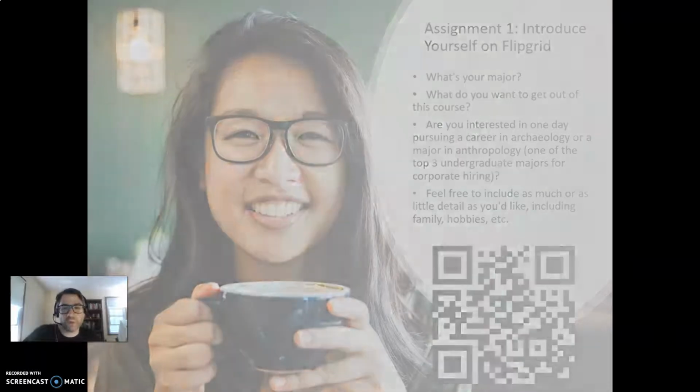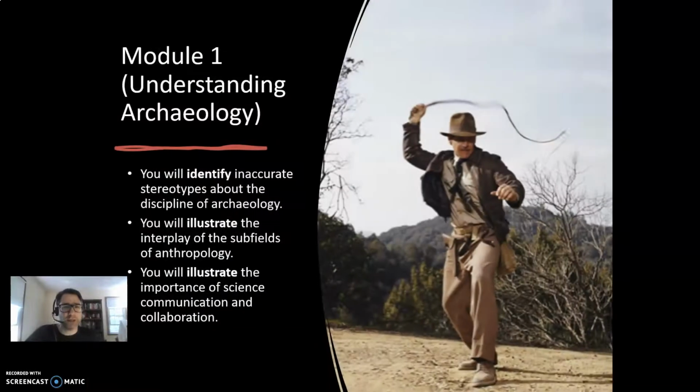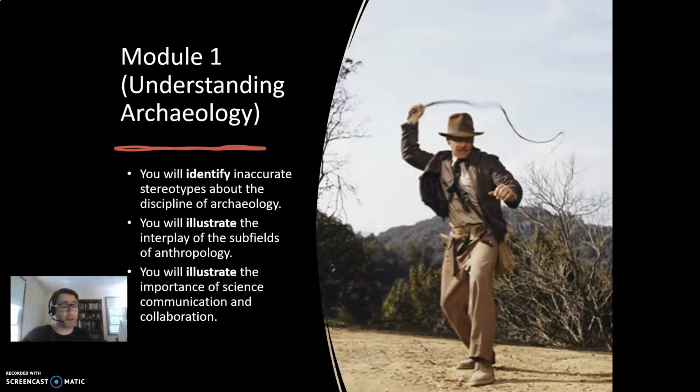Following assignment 1, we're going to dive directly into module 1, which is all about understanding archaeology as a discipline, and the importance of science communication. How do you identify inaccurate stereotypes about the discipline of archaeology and deal with those stereotypes?